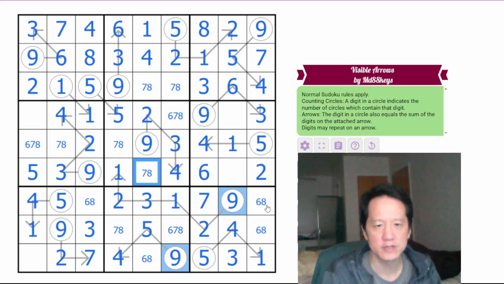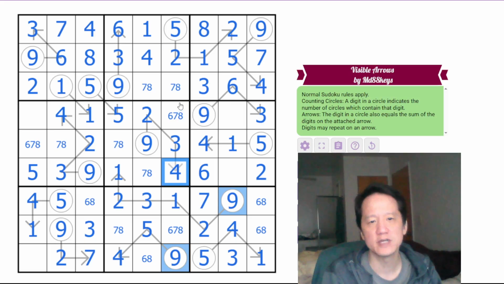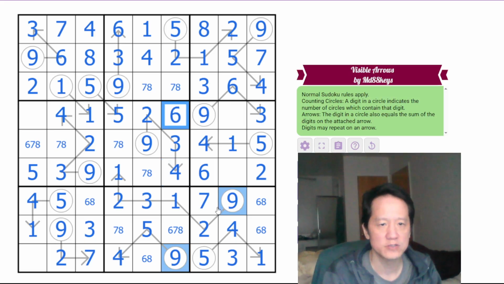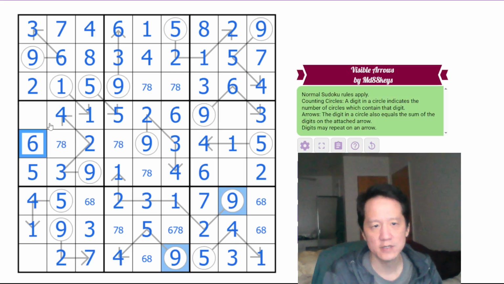This can't be 6. Therefore, we have a 7-8 pair in the central box, which eliminates 7 and 8 in the rest of the box. So this is 6. Same here. We have a 7-8 pair in row 5. That makes this a 6. This can't be 6 anymore, and the only possibilities are 6 and 8 for that cell. So this is 8, which makes that a 6. Which makes that an 8, which makes that a 6.